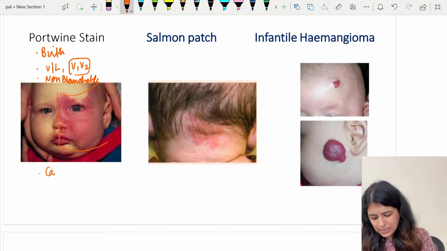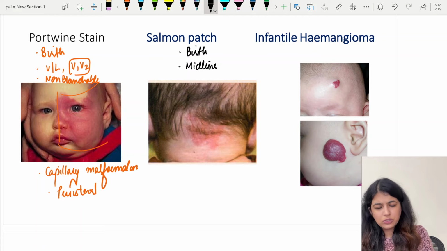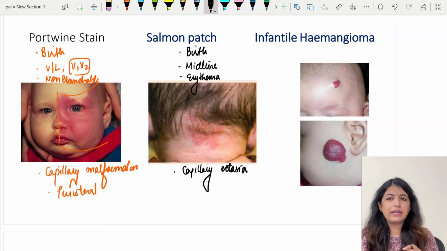And port wine stain is actually a capillary malformation, and it is persistent through life, doesn't go away. Then we have salmon patch. Again, it's present at birth. Most commonly it has a midline distribution, either in the glabellar area or the nape of neck, and it presents just as a macular erythema because it happens due to capillary ectasias. So there is just a dilation of the capillary, so it presents as a macular erythema.